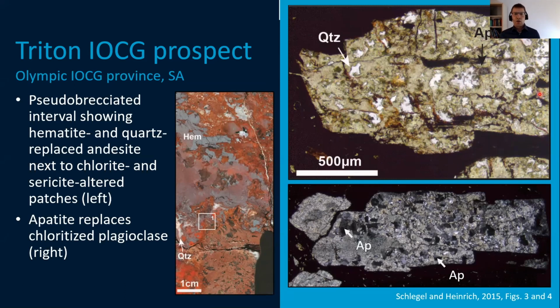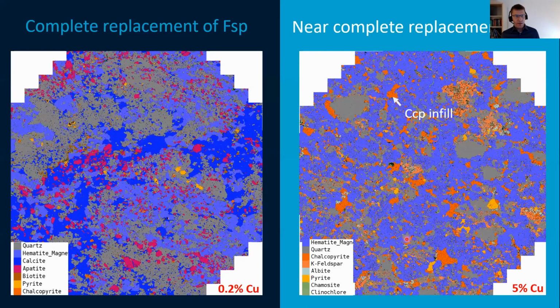What we see is a chlorite and sericite altered plagioclase crystal, and in that case it's chlorite, a bit of quartz, and lots of apatite forming within the altered plagioclase, and down here as well, so heaps of apatite at the position where feldspars or plagioclase were originally located. Let's go back to Ernest Henry.